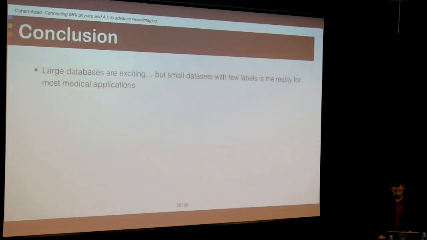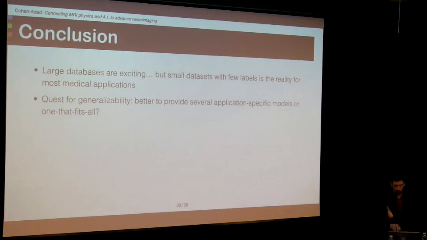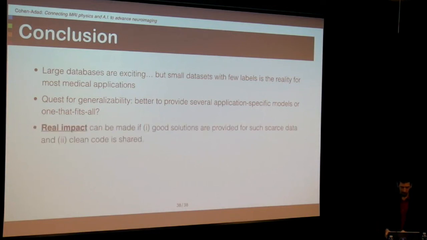So to conclude, large databases are exciting, but what we're facing in medical imaging are small data sets. And in fact, what I find is that small data sets with few labels are the reality. And we need to deal with that and find solutions for it. I showed you an approach for MRI that we are trying to get, which is a one-fit-all solution. So we are really trying to generalize the models and basically create models that most MRIs in the world could work with. And so I think that real impact can be made if good solutions are provided for such scarce data, and also by providing clean code and maintaining it in a long-term way.